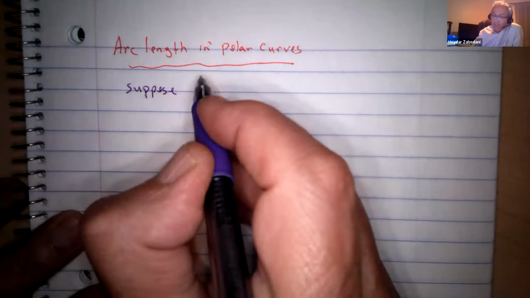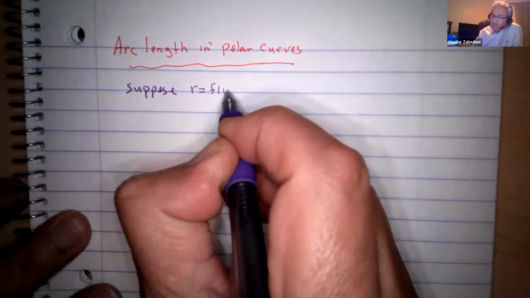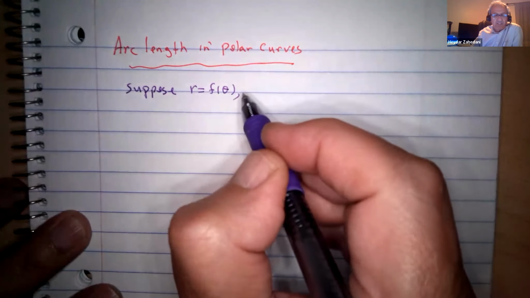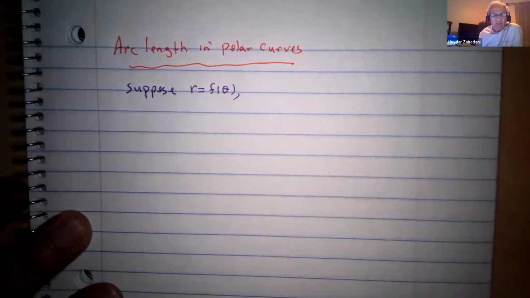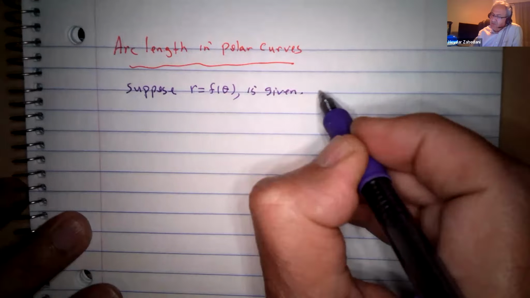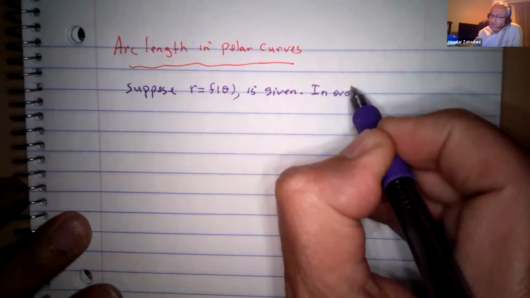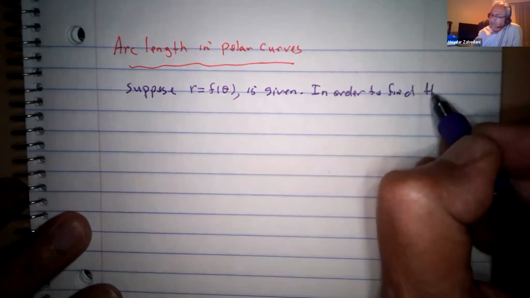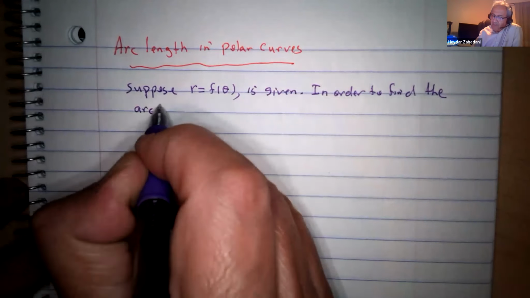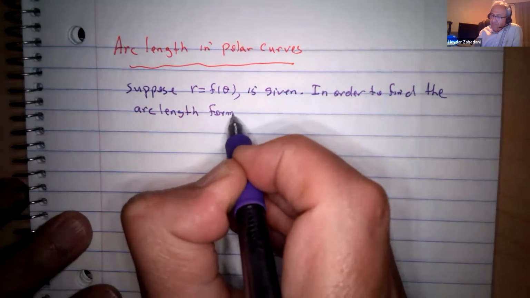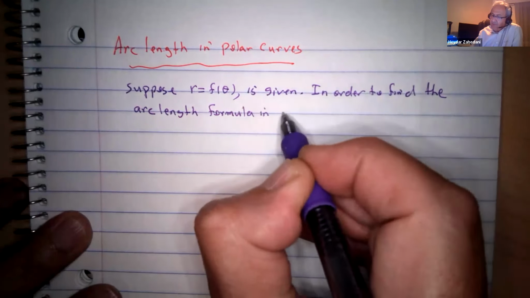Suppose r is equal to f of theta, and this is going to be a function that is given. So in order to find the arc length formula, I'm going to prove it for you. The arc length formula in polar form.